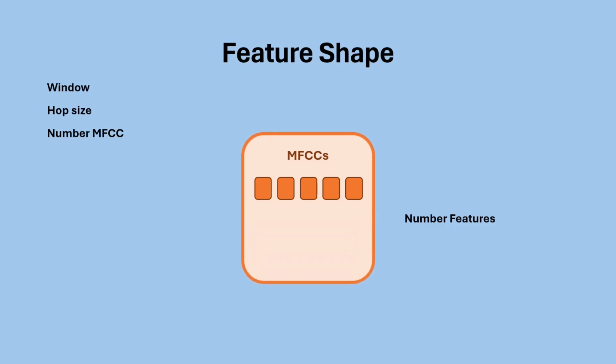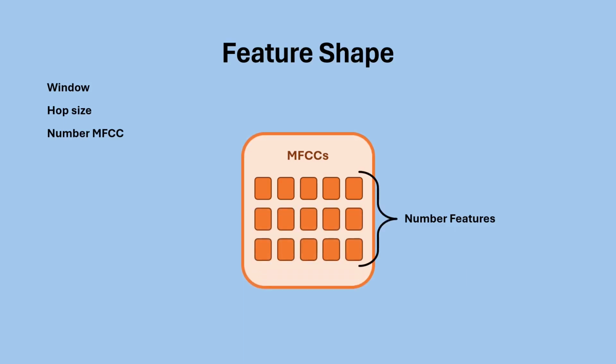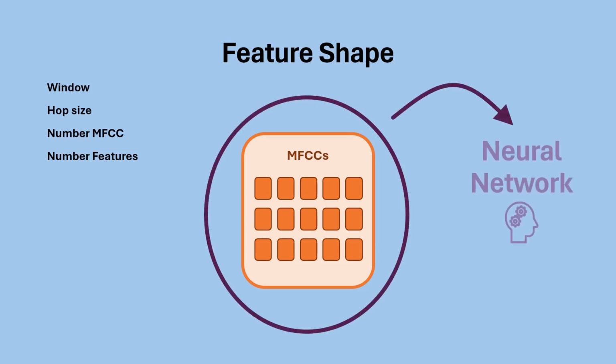The second one is number features. This is just how many separate MFCC calculations are going to be put into the neural network as a single input. I'll explain this a bit more in a minute, but we want this parameter to be big enough that when we say the wake word, it fits into a single input to the model. It won't work if the model only gets to hear part of the wake word.